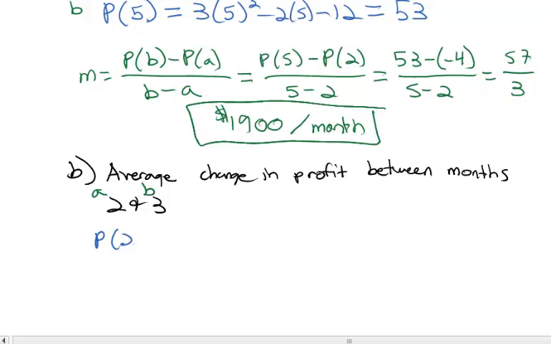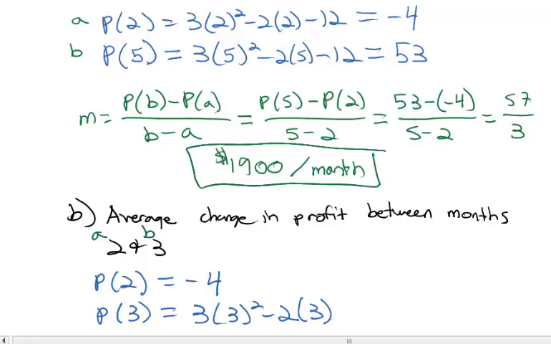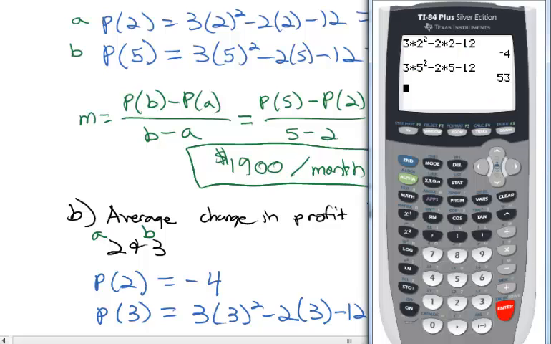So P of 2, we already did P of 2 before. We know P of 2 is equal to negative 4. We don't have to calculate that again. Did that in part A. P of 3, though, that's going to be 3 times x, which is 3 squared, minus 2 times 3, minus 12. So 3 times 3 squared, minus 2 times 3, minus 12, and we got a profit of $900.